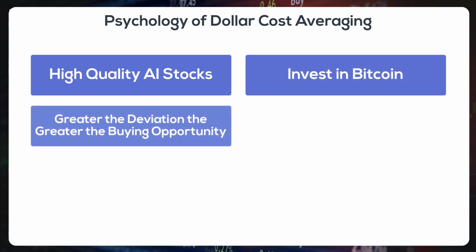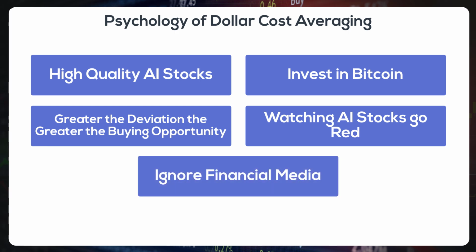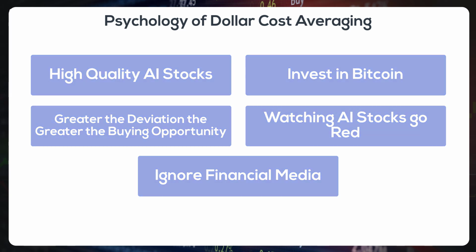When I see stocks go below my buying price point, I buy even more stock, as the greater the deviation, the greater the buying opportunity. I enjoy watching AI stocks go red, as I know that I'm getting bargain prices rather than panicking and selling. And finally, ignore the financial media's doom and gloom, which acts as a distraction.